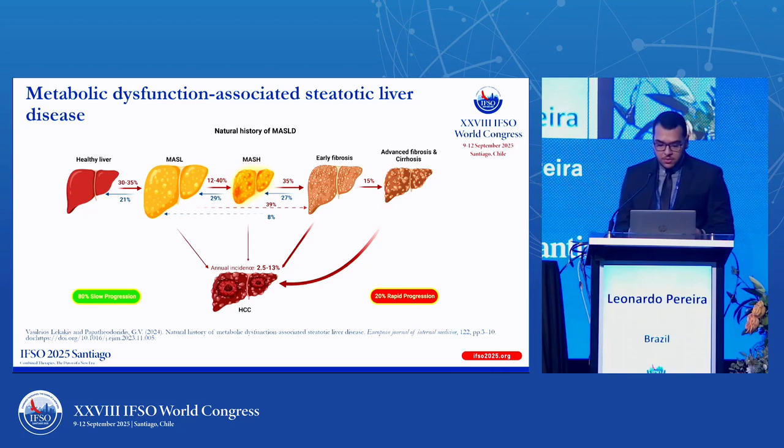The progression of the disease is dynamic. Over 8 to 13 years, some people with simple steatosis develop steatohepatitis. Among those with early fibrosis, some progress to cirrhosis or liver decompensation, and a smaller group can reach advanced fibrosis in just 6 years. And that's the group we want to identify early, to adapt our preoperative evaluation and reduce later risks.